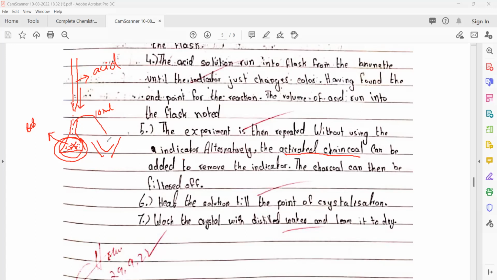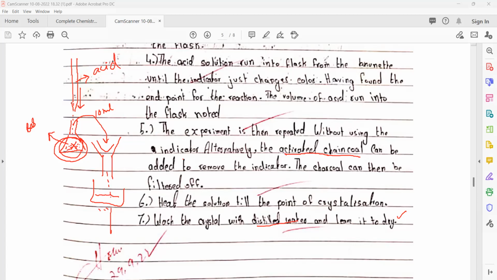You will pour this here, and you can get your solution again in the beaker after filtering. Heat the solution till the point of crystallization. Now you take this solution and start to heat it. When you see crystal formation, wash the crystals with distilled water and leave them to dry. So in the second method, we prepare a soluble salt with the help of titration. Both were done very well and easily.